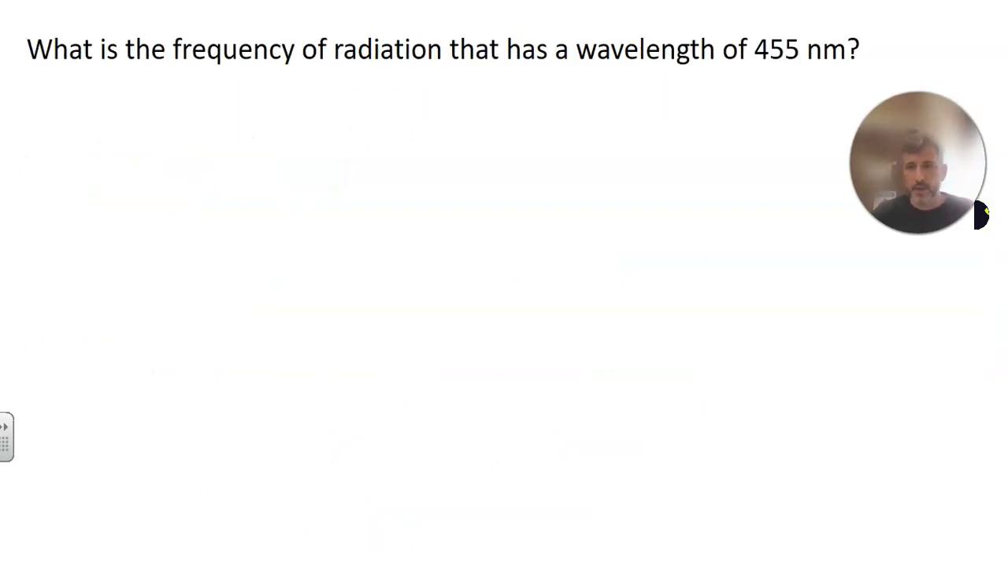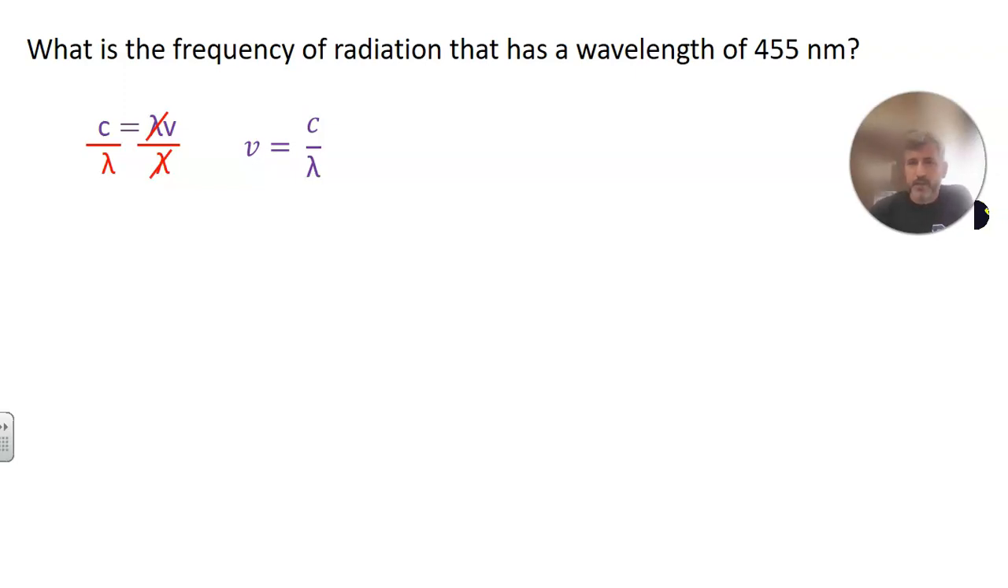Okay, so if we know this, then we should be able to solve a problem like, what is the frequency of radiation that has a wavelength of 455 nanometers? Now, we are going to have to convert that nanometers to meters, and we can do that in just a second. But first, here's our equation. We're going to try to solve for frequency. Hopefully you can see how we would get frequency by itself there, right? If it's being multiplied by wavelength, we would simply divide both sides by wavelength, and that would leave us with our useful equation: frequency equals speed of light over wavelength.